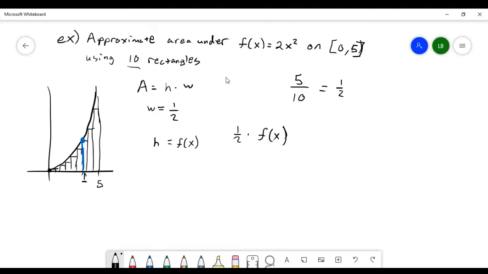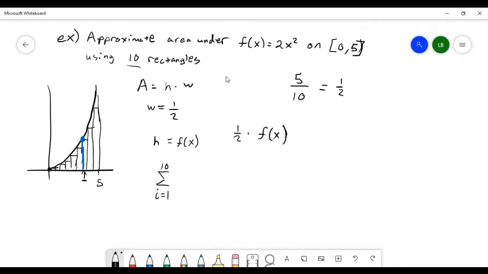But then if we wanted to calculate the total area, well, we're going to need to do some kind of summation, right? We have a bunch of different rectangles. We don't want to write all of them out. So we use the sigma notation. And we say, okay, we're going to start at some value, 1. And since we have 10 rectangles, that's going to be 10 different calculations we're performing. So we stop at this 10 value up top. Then we would have the area of one of our rectangles. So 1 half times f of x.